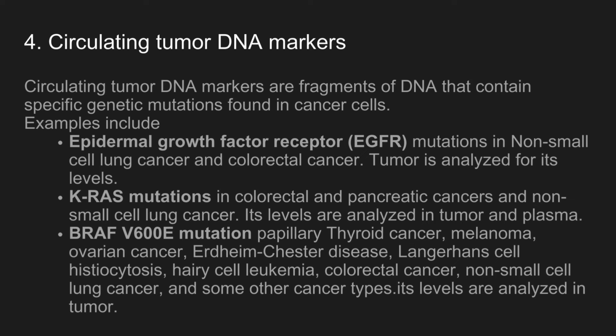BRAF V600E mutation shows up in papillary thyroid cancer, melanoma, ovarian cancer, Erdheim-Chester disease, Langerhans cell histiocytosis, hairy cell leukemia, colorectal cancer, non-small cell lung cancer, and some other cancer types. Its levels are analyzed in tumor.